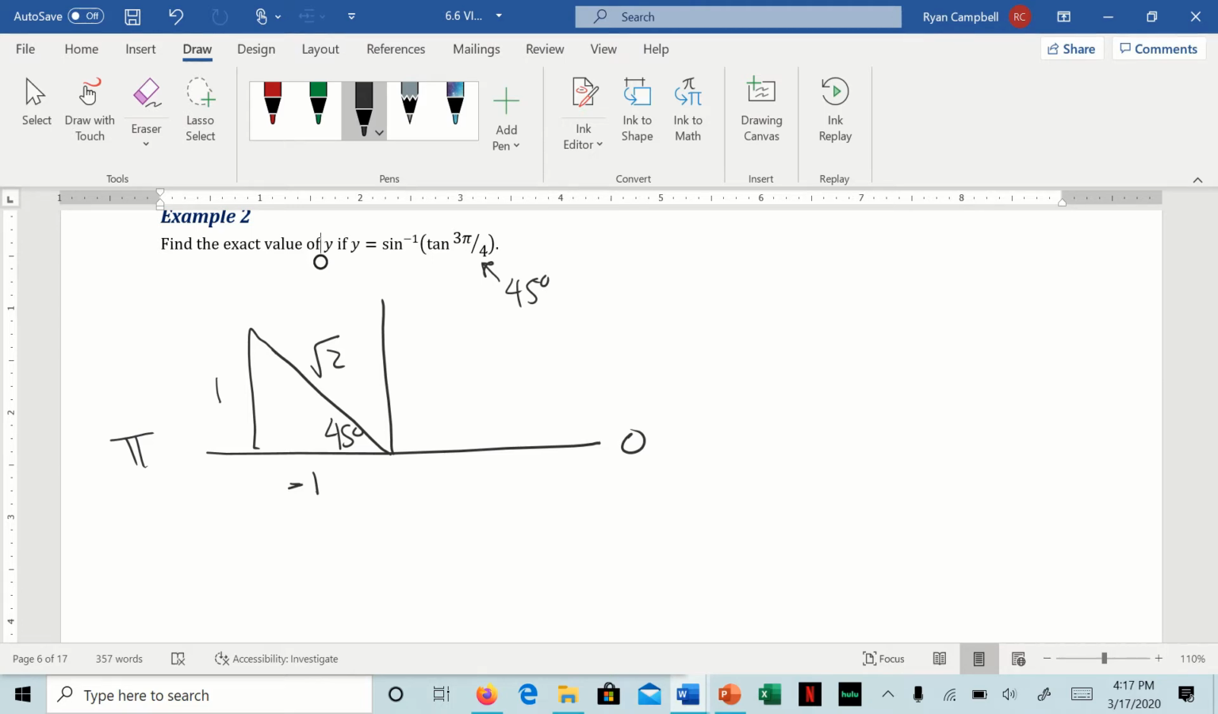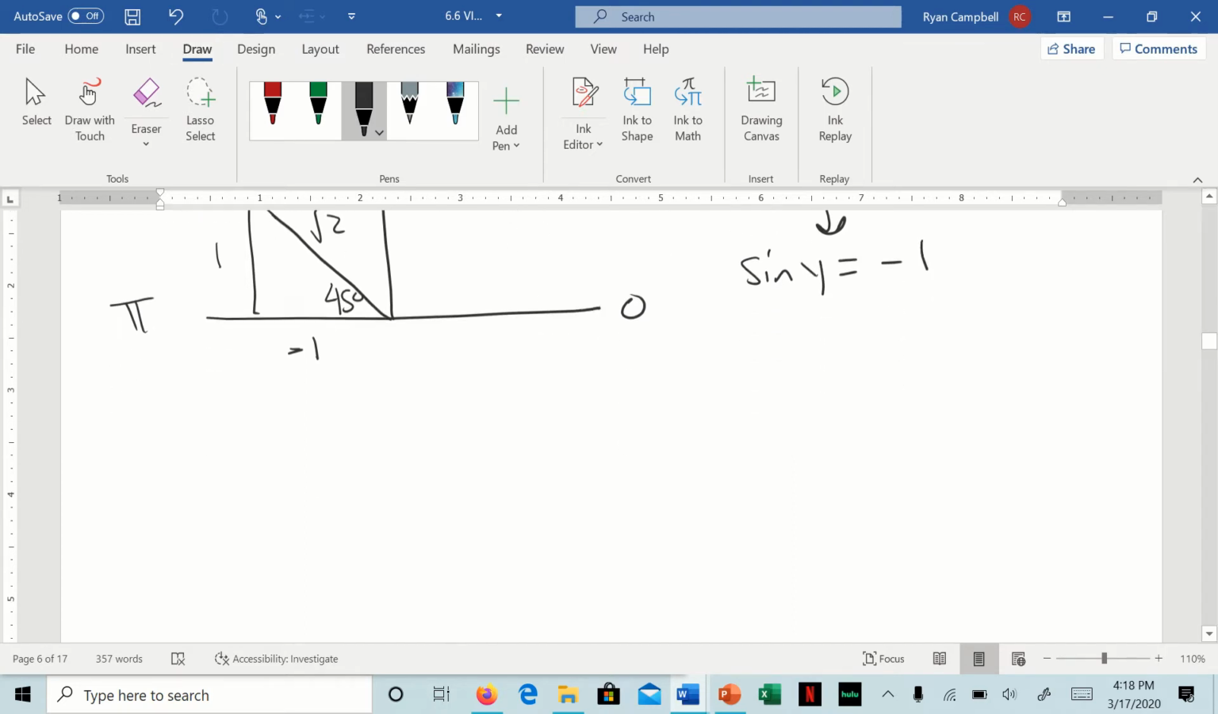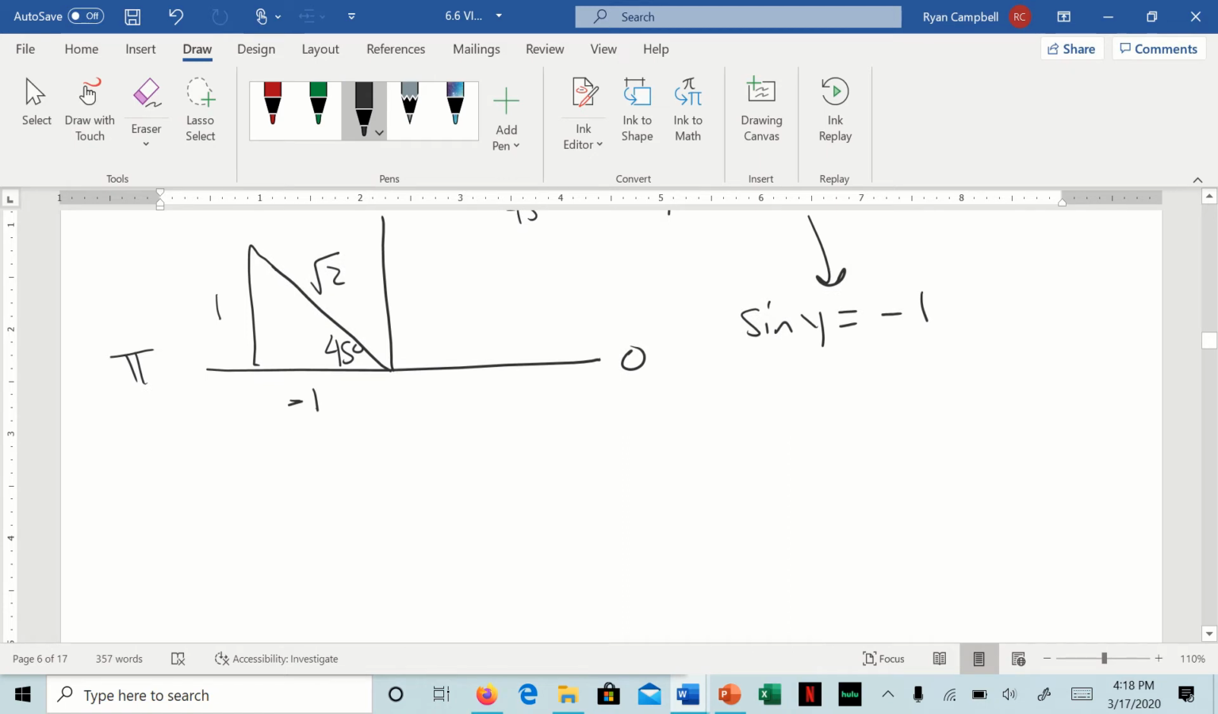Good. So what do we get for the tangent of this angle, of this triangle? We see the tangent is going to be just 1 over negative 1, which is negative 1. So y is the inverse sine of negative 1. Now, how are we going to figure out what y is? Well, we go back to our conversion. If y is the inverse sine of negative 1, that means the sine of y is negative 1, right? So this should look very familiar. We've already solved these problems a lot.